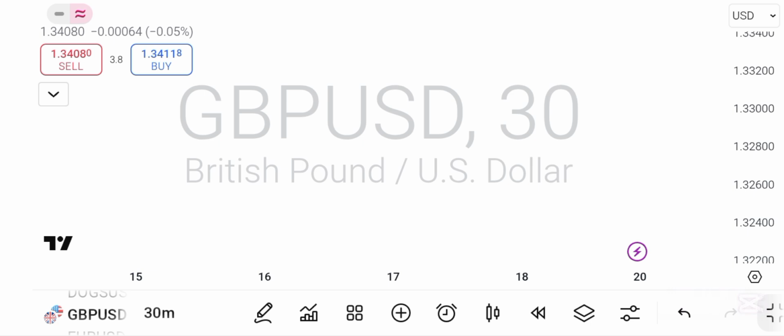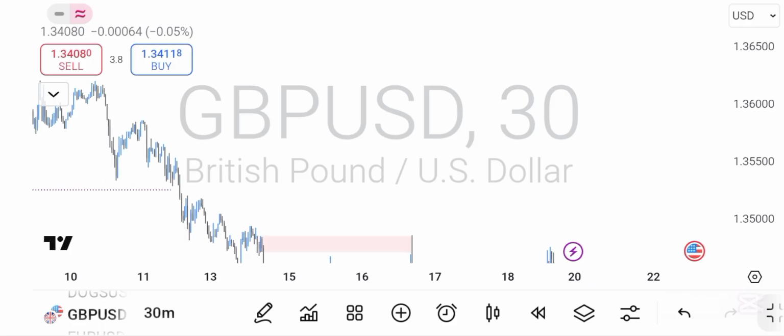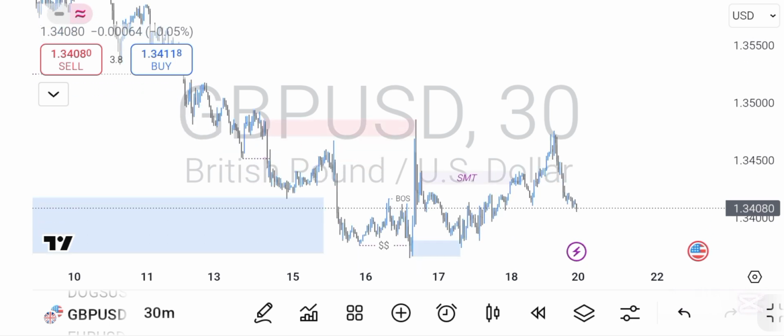Without wasting much of our time, let's just dive into the chart and see how we can make use of the current movements in the market and also capitalize on it. So the last few days in the market have been full of runs of liquidity, inducement, news events causing spikes in the market.